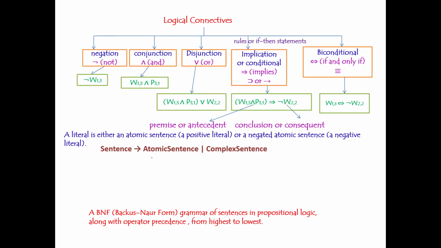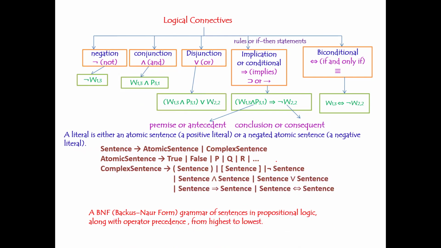Whenever you have a sentence, that sentence can be an atomic sentence or a complex sentence. Atomic sentences can be either true, which always holds true, or false, whose value holds false in all cases, or it can be P, Q, R, or W1,3 and so on. Or it can be a complex sentence. A complex sentence can be a sentence enclosed in parentheses or square brackets, a negated sentence, or sentences connected with any of the logical connectives: and, or, implies, or if and only if.